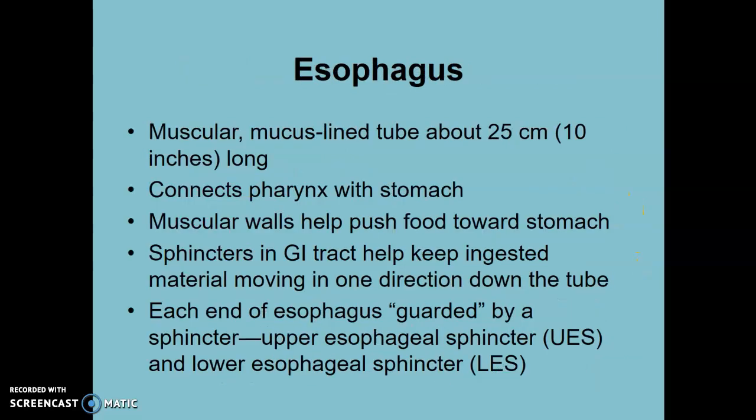So starting from the top, we did the mouth, and we talked about the pharynx. We're now going to go down to the esophagus. The esophagus is a really muscular, ciliated mucous epithelium lined tube, which is about 10 inches long, depending on how tall you are. It connects the pharynx to the stomach, all right? So the muscular walls push food towards the stomach using peristalsis, okay?